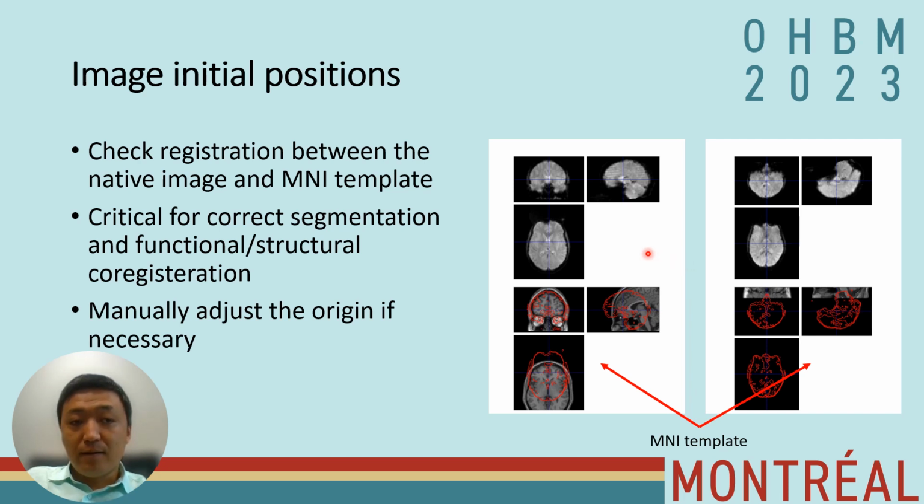And here is another example of the functional images. On the left side, it is a good example where this functional image of a subject is roughly aligned to the template. And on the right side, the functional image appears to be upside down, and the range is also way off from this anatomical template. In this case, we have to manually set the range, otherwise the co-registration may fail in the future steps.